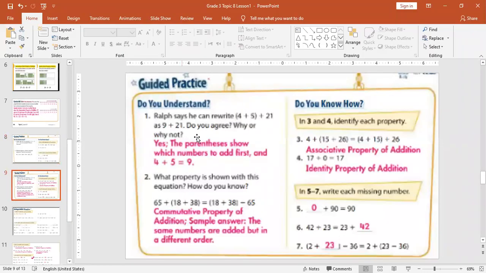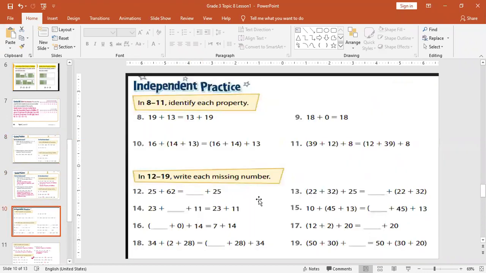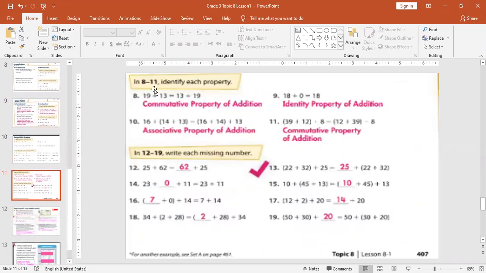So now that we have known the 3 properties of addition, I'm going to solve with you this complete until the end. Number 8, 19 plus 13 equals 13 plus 19. He is telling me to identify each property. So here I am changing the order only. I'm changing the order, so it's called commutative property.